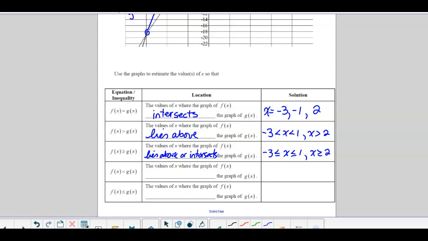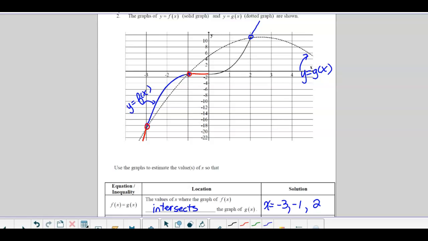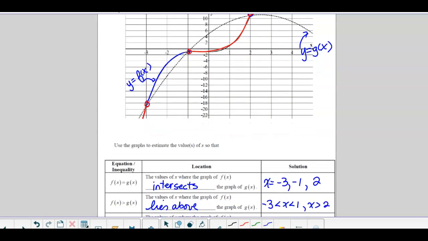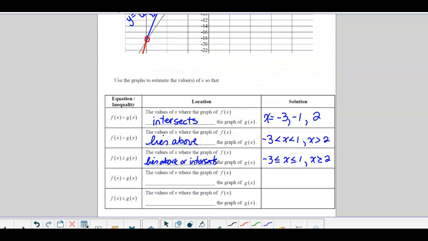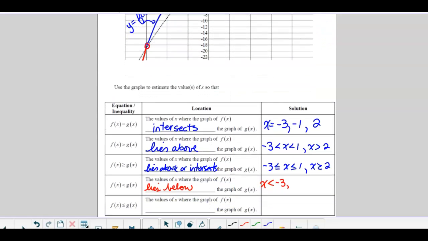And then less than would be the other intervals, right? So where is the graph of f below? So f is a solid, so that would be here, circle, and then here, and that's it. So that's for x values less than -3. So there. So x is less than -3, and then for x between -1 and +2.